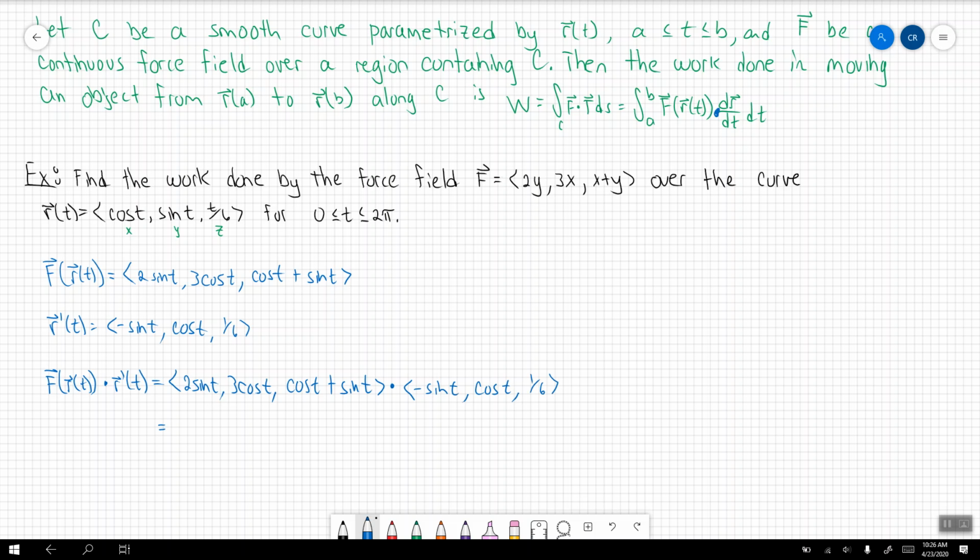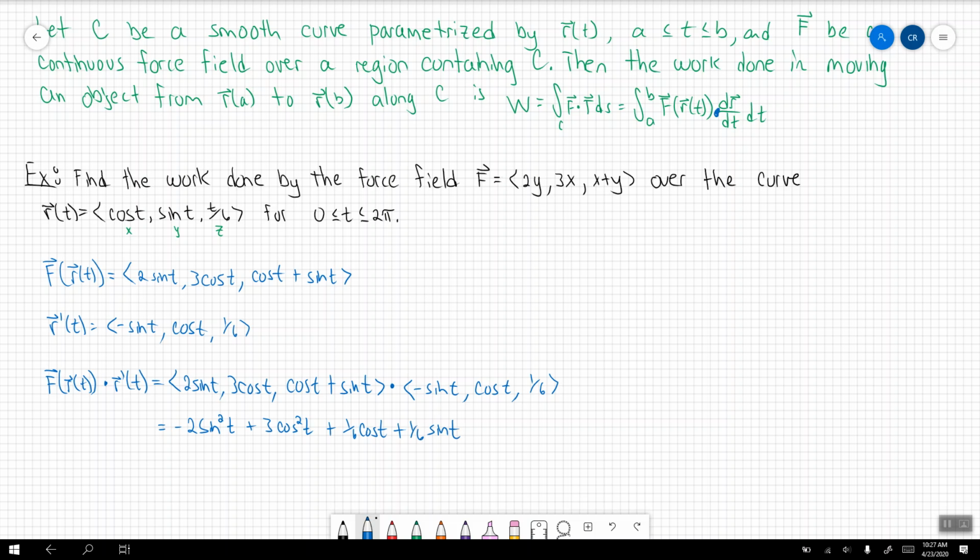Alright, let's go ahead and find this dot product. So multiply, that's going to be negative 2 sine squared t, plus 3 cosine squared t, and then plus 1/6 multiplied by cosine t plus 1/6 times sine of t. There we are.